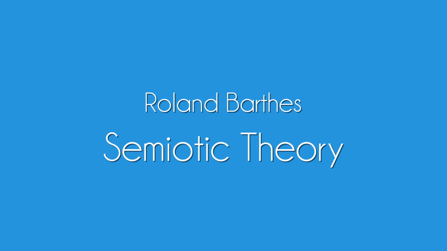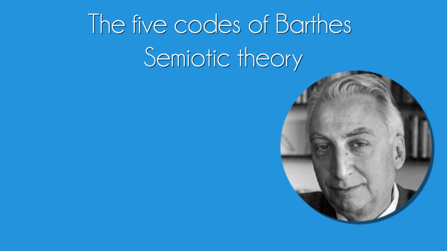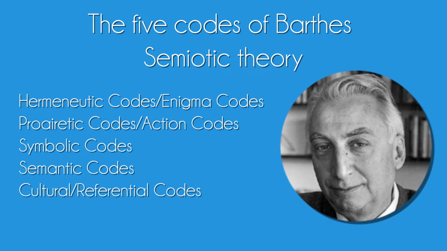In this video we're going to be learning about the Roland Barthes Semiotic theory. This is quite a complex theory with 5 different codes. Some of these codes are also known by 2 names, so let's have a look at them. We have Hermeneutic codes, also known as Enigma codes, Proairetic codes, also known as action codes, Symbolic codes, Semantic codes, and cultural or referential codes.